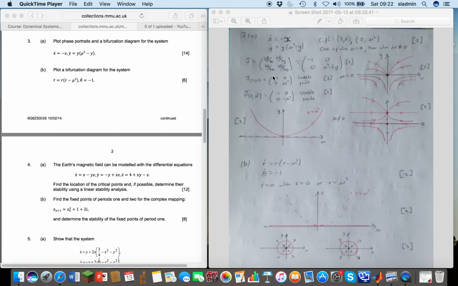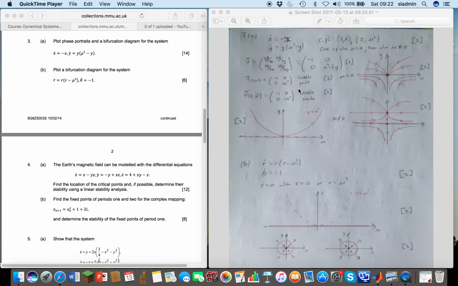So to determine the stability of critical points, we use the Jacobian, dp/dx, dp/dy, dq/dx, dq/dy, which you can easily compute to be this. At the origin, J at (0,0) is [-1, 0; 0, mu squared], and if mu is non-zero, this is a saddle point. For the critical point at (0, mu squared), here is our Jacobian, and because both eigenvalues are negative, this is a stable node.